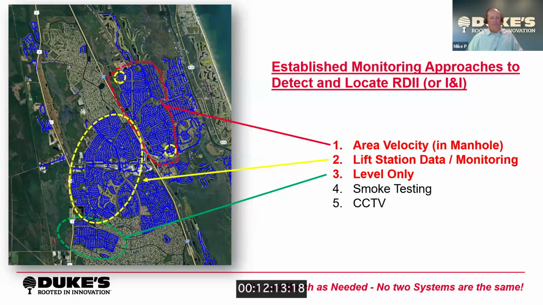And to sort of wrap this up, we focused on these three areas: the gravity system flow monitoring, lift station data mining and monitoring, and then the level only. There's nothing to prevent, and I would say in most cases it requires some sort of mixing and matching. No two systems are the same. So it's usually a discussion, it needs to be a discussion to formulate a plan for the best approach.